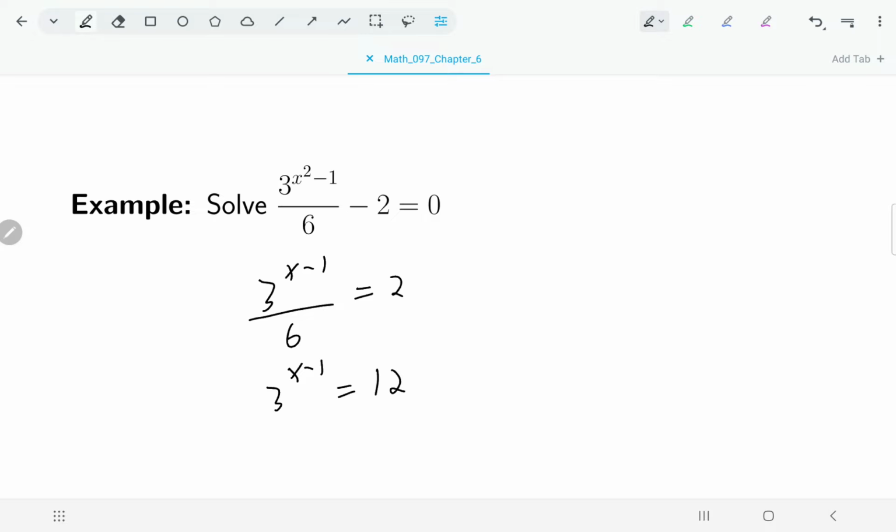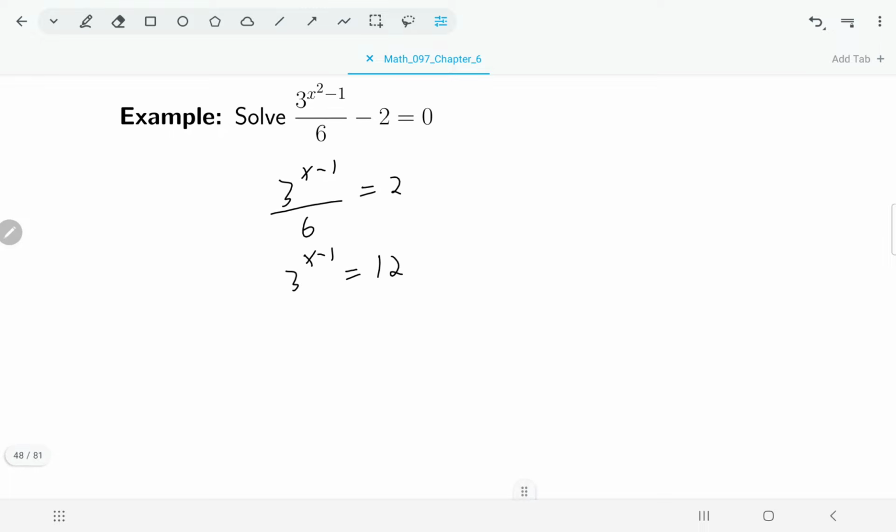But here, 3s and 12s, they're not something that can be written as powers of the same base. So too bad for me. I've got one exponential function equal to a number, and I just have to deal with it. I'm going to solve this problem twice. I'm going to solve it once, keeping the base that I've been given, base 3, but I'm also going to show that second technique where I might use a logarithm instead.